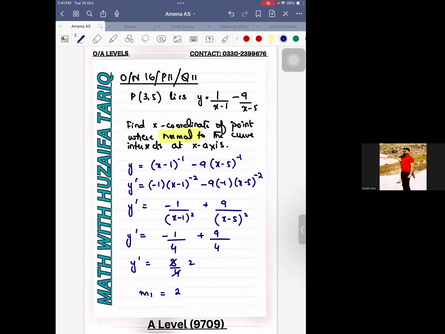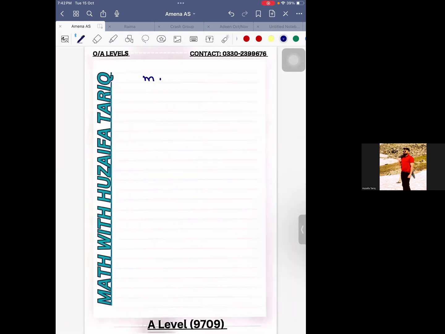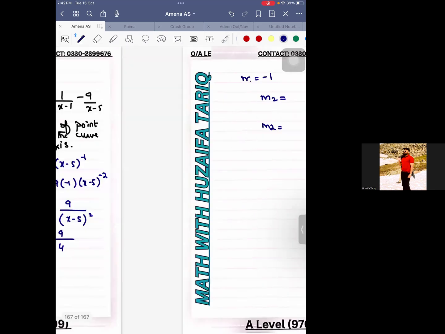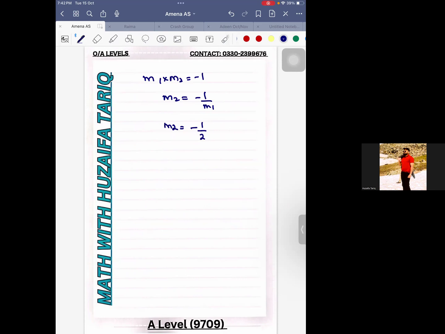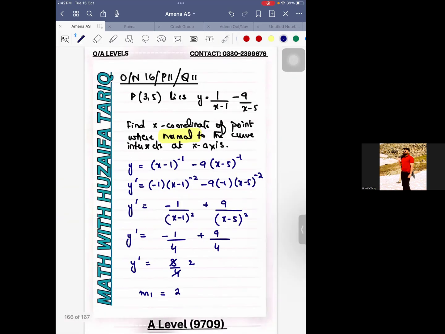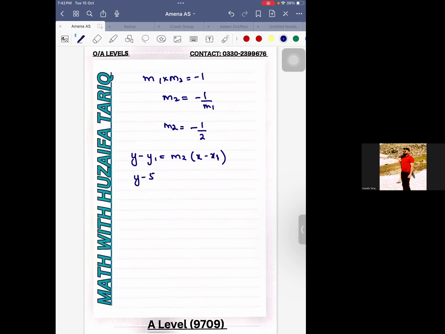And to find out the gradient for the equation of normal, you have to apply the perpendicular condition. So the answer of m2 is equals, it will be positive 2. When substituted, you will get the answer -1 upon 2. Right? Now in the next step, you have to substitute in y minus y1 equals m2 into x minus x1, and the value of x and y. The value of y1 is 5 and the value of x1 is 3. Y minus 5 equals -1 upon 2 and x minus 3.